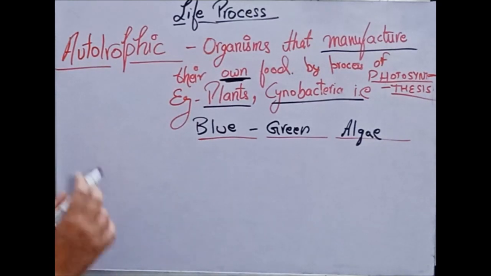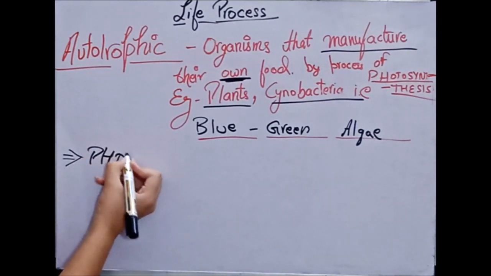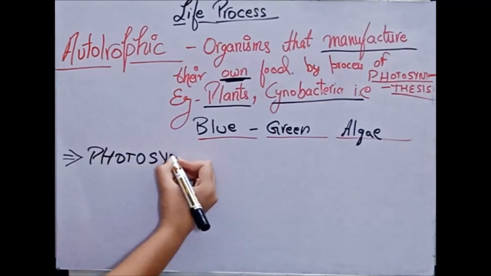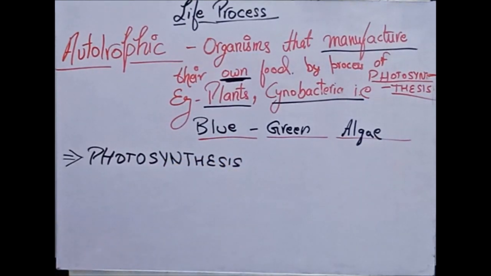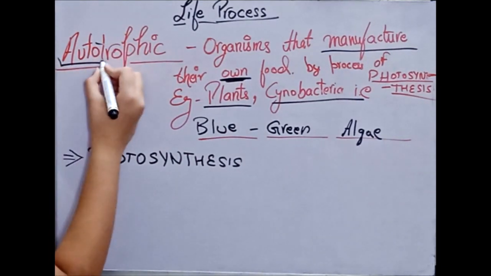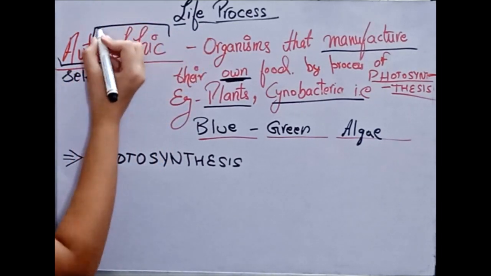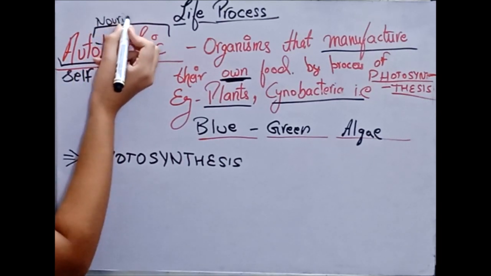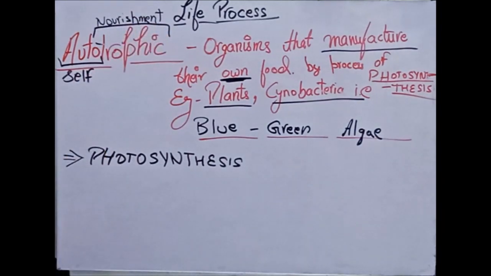Okay. Now let's come to photosynthesis. The term we have discussed very deeply from our previous classes as well. Before that, autotrophic. Auto means self. Trophic means nourishment. This is something you should know. If you know, well and good. If you don't, you can just look and understand by yourselves.